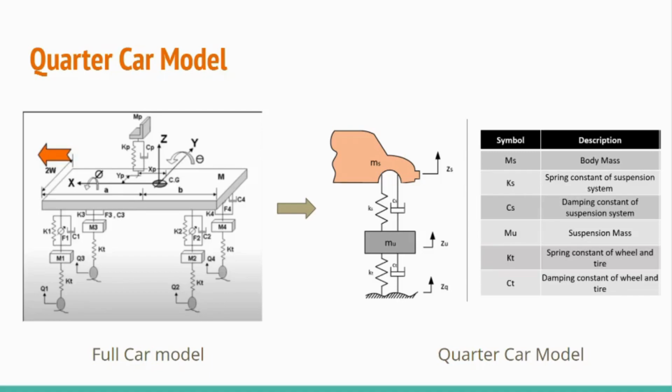Here, the sprung mass refers to the body mass of the vehicle. The unsprung mass refers to the tire and axle masses. The spring constant Ks and damping coefficient Cs combination represents the suspension, and Kt represents the tire stiffness.